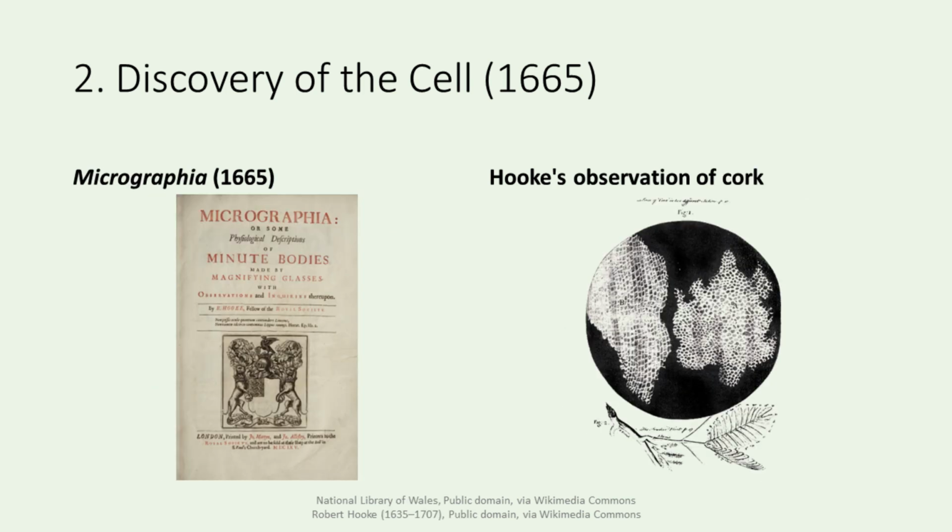Micrographia is a seminal work in the history of microscopy, authored by Robert Hooke and published in 1665. In this groundbreaking book, Hooke documented his microscopic observations, revealing a previously unseen world of intricate details, including the first recorded observations of cells. The image on the left is the title page of Micrographia, while the image on the right is Hooke's observation of a thin slice of cork.